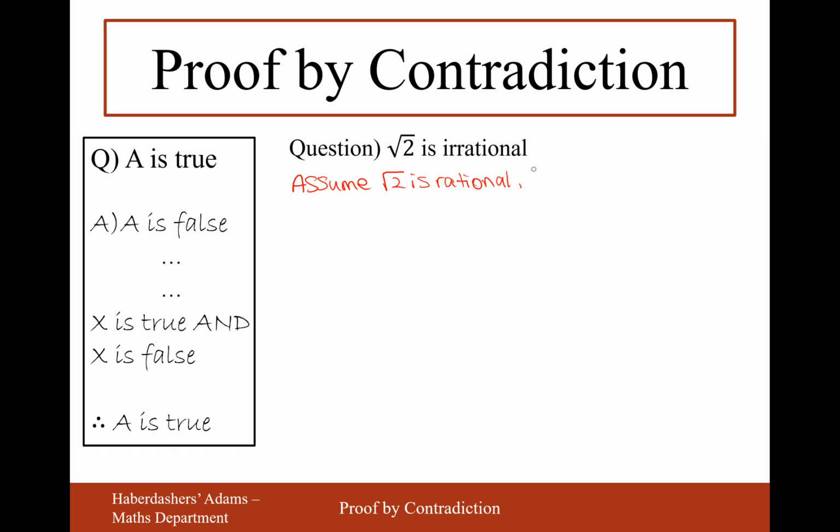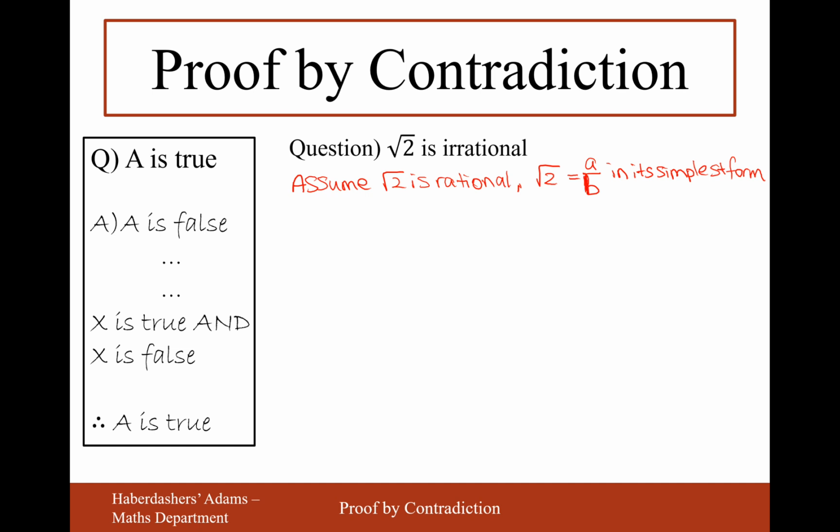Now when root 2 is rational, it can be represented as a fraction. So I'm going to say that the square root of 2 is represented as a over b in its simplest form. Now this statement here is actually going to be statement X when I get to my contradiction. I'm going to prove that a over b is not in its simplest form.